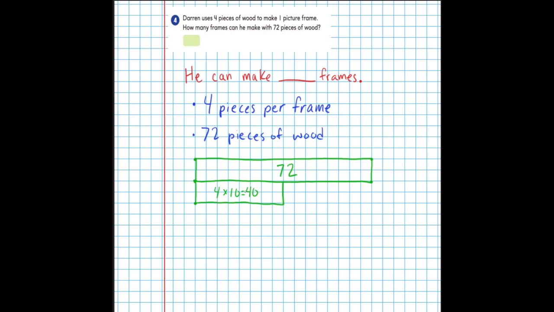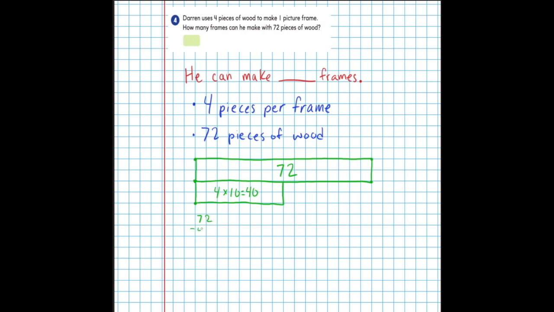So what this means is that we can make 10 frames out of 40 pieces of wood. And that's actually going to make this number a little smaller for us over here to work with. So now, let's think about this. What kind of math can we do to figure out what would be left here in this place if we already used 40 pieces of wood? If you said subtraction, that's absolutely right. So let's go ahead and do that.